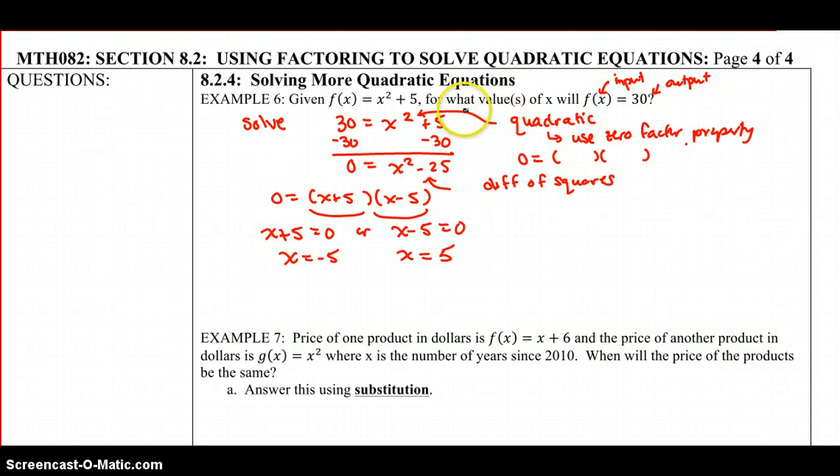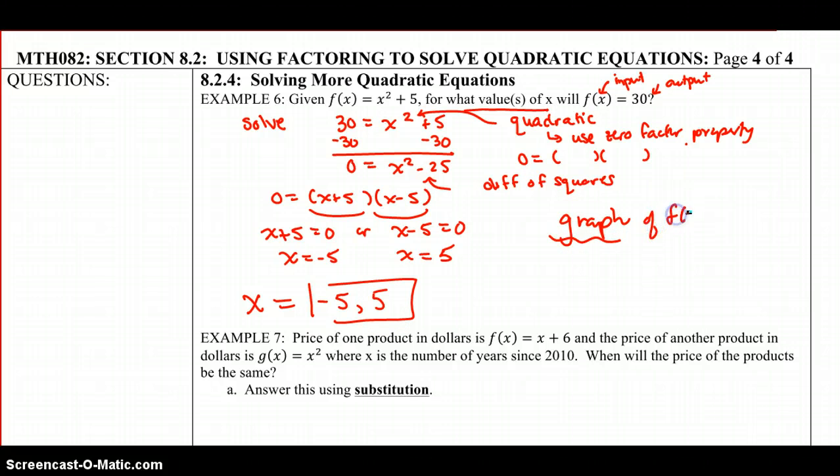The problem asks us for the values of x. In MyStatLab we would enter this answer like this, where it gives us the x equals, and then we have a box to put our answers in, and it's a list of x values separated by commas. This is not an ordered pair. But if we do think about the graph of f of x, we do know that an input of negative 5 gives us an output of 30. So there's an ordered pair on the graph. And we also know for an input of 5, the output is also 30.